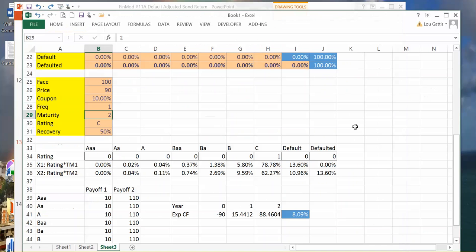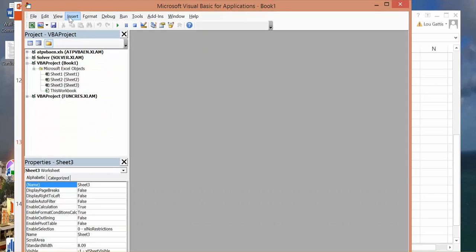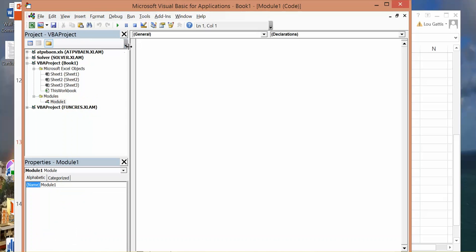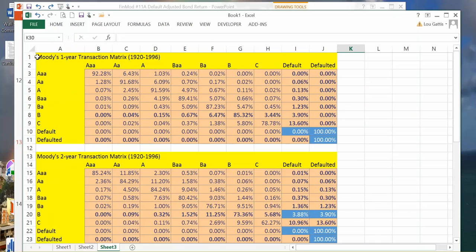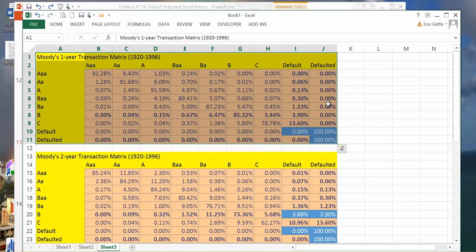I'll go to my developer tab, Visual Basic, insert a module, or you can hit Alt F11, insert module. So here this function, matrix power, has 2 parameters. Matrix, that's your 1-year transition matrix, and n, the number of years you want to multiply it. If n equals 1, in other words, your 1-year transition matrix, matrix power equals matrix. Else, matrix power gets multiplied n number of times. So if I were to just take this 1-year transition matrix with my extra column and row, I'll paste it there and I'll paste it there.